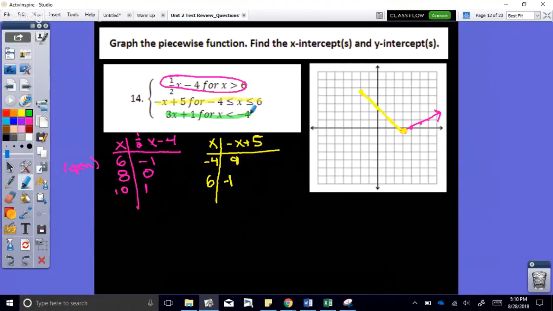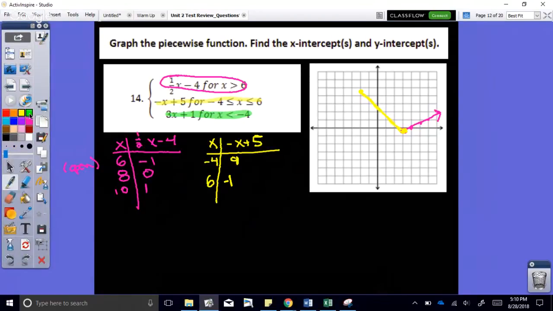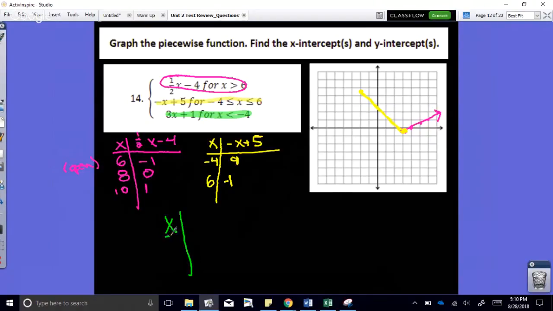Okay, the last piece, we're going to look at 3x plus 1. And we're going to start at -4. So that's 3x plus 1. If I plug in -4, I get -12 plus 1, which is -11. If I plug in -5, -15 plus 1, which is -14. -6 would be -18 plus 1, which is -17.